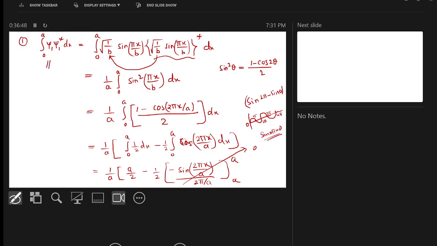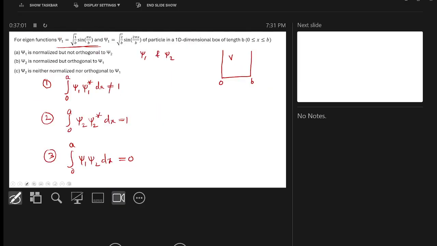This is equal to 1 by 2. This here will be cancelled out. Not equal to 1. So from here we can write, not equal to 1, psi 1 is not normalized. Okay, the first option is incorrect. Got it? Now coming to the second option, psi 2 is normalized. So let's check the normalized condition of psi 2.